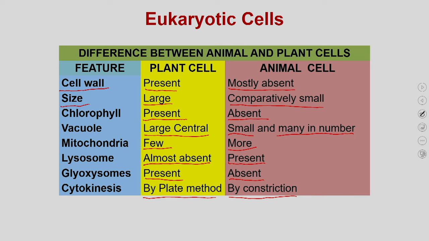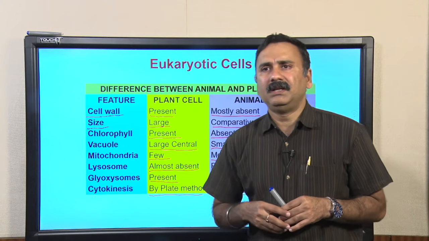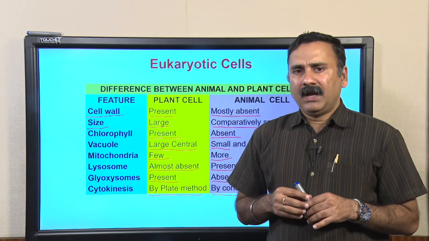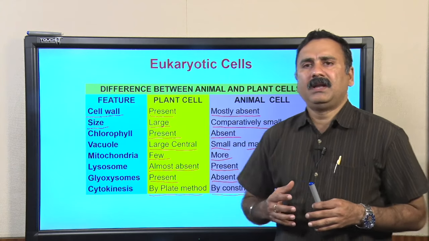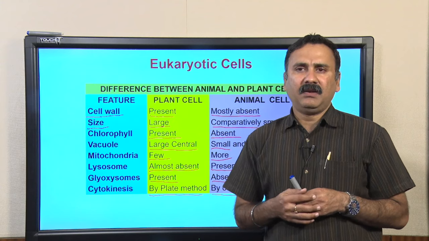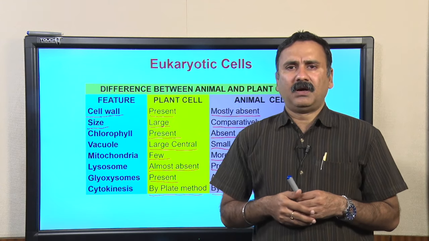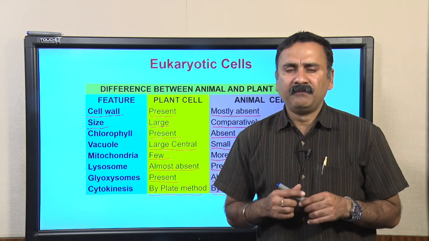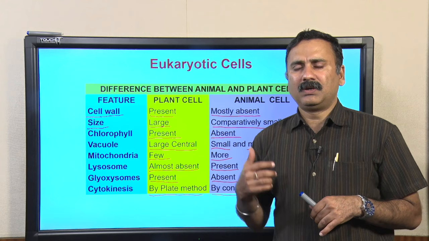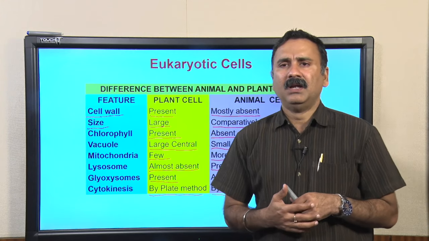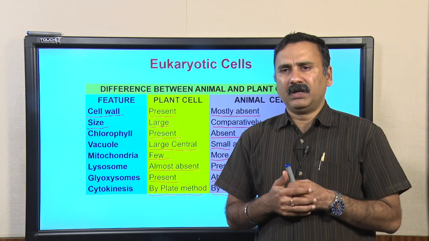So let's continue our discussion about the different organelles present in the eukaryotic cell. You might have noticed that bacteria do not contain any membrane-bound organelles, whereas the eukaryotic cell contains different types of membrane-bound organelles. So what is the major advantage of a eukaryotic cell containing membrane organelles, organelles which have a membrane around them?